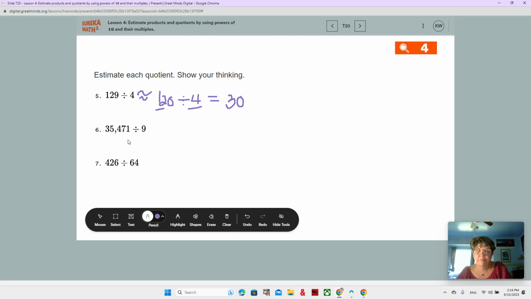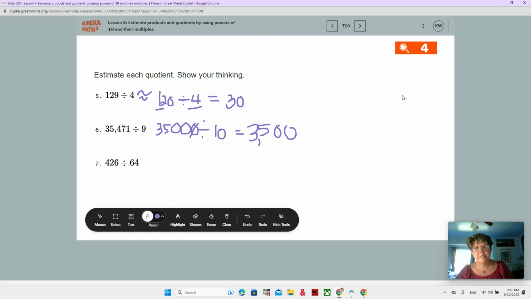Okay? How about 35,471? What about 35,000 divided by 10? And then I just need to shift it over one time, right? Because I'm dividing by 10, so I'm just shifting it over on my place value chart, also known as losing a 0. So now I have 3,500. Okay, and I'll check this one when you bring me your notes.